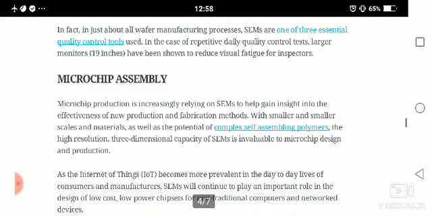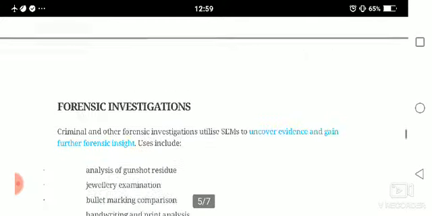Microchip assembly. Microchip production is increasingly relying on SEMs to help gain insight into the effectiveness of new production and fabrication methods with smaller and smaller scales and materials, as well as the potential of complex self-assembling polymers. The high resolution three-dimensional capacity of SEM is invaluable to microchip design and production.